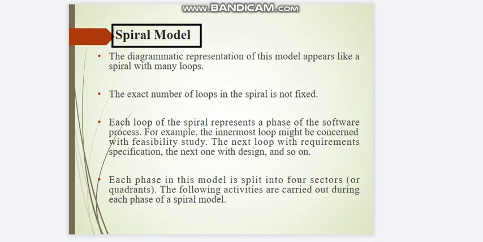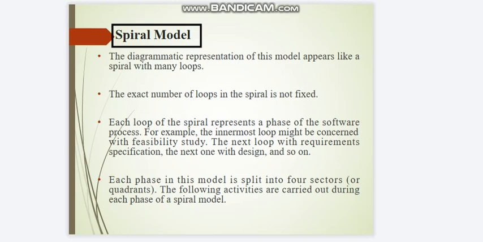the diagrammatic representation of this model appears like a spiral with many lobes. The exact number of lobes in the spiral is not fixed. Each lobe of the spiral represents a phase of the software process. For example, the innermost lobe might be concerned with feasibility study, the next lobe with requirement specification, the next one with design, and so on.